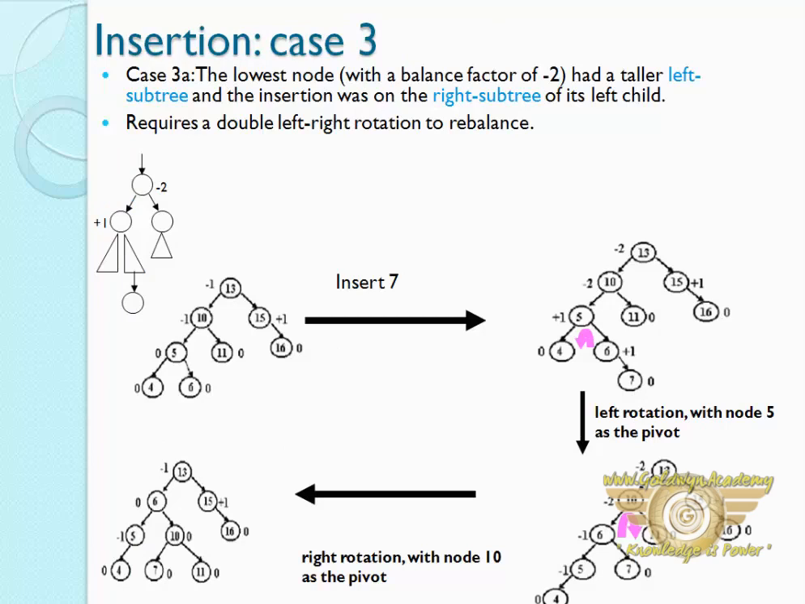Case 3. Case 3a, the lowest node with a balance factor of -2 had a taller left subtree and the insertion was on the right subtree of its left child. It requires a double left-right rotation to rebalance. On inserting 7, we will have to perform a left rotation with node 5 as pivot and a right rotation with node 10 as the pivot to obtain a balanced AVL tree.